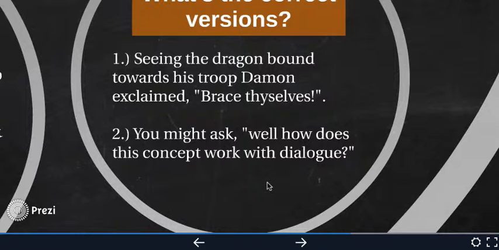You said, you might ask, well, how does this concept work with dialogue? And while you could say, well, how does this concept work with dialogue by itself, if you say, you might ask, you need a comma and you need to introduce what's being said immediately afterwards. And this is how this concept looks with dialogue. And this is how you could represent an understanding of this concept in your own writing.